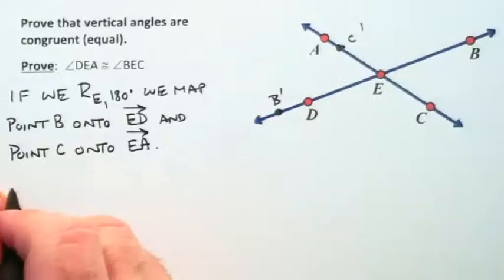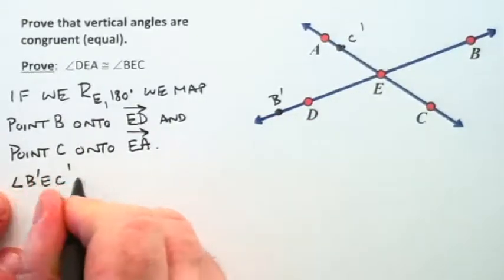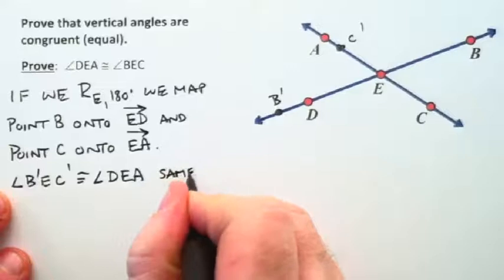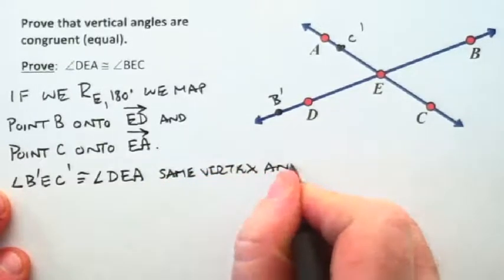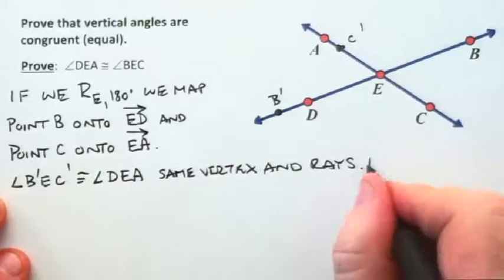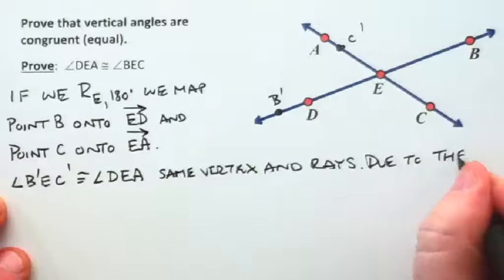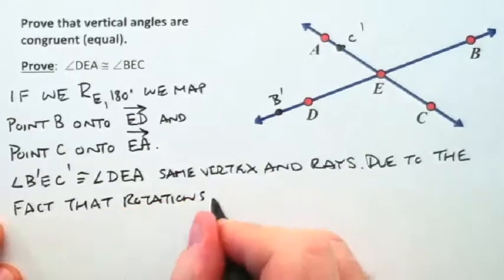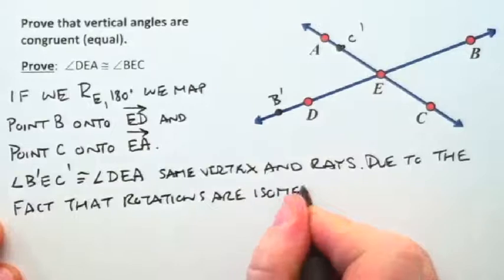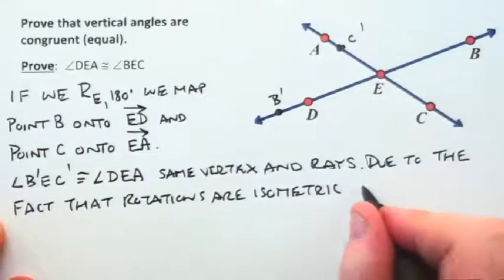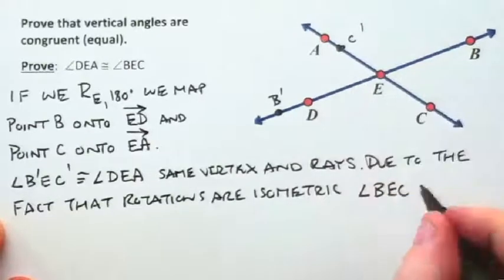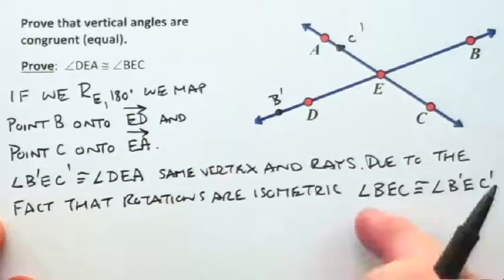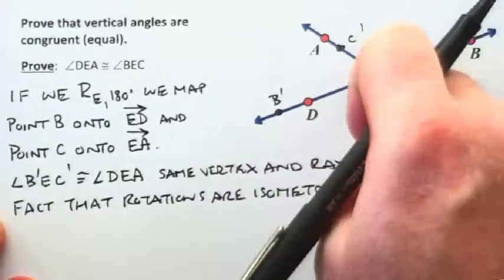And now we notice something. That angle B prime E C prime is actually the same angle as DEA, because they have the same vertex and rays. Now, due to the fact that rotations are isometric, we would know that angle BEC, the original angle BEC, has to always be equal to its image. So we would know that BEC equals B prime E prime C prime.